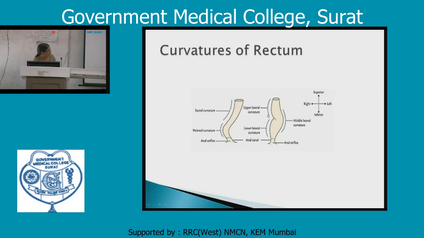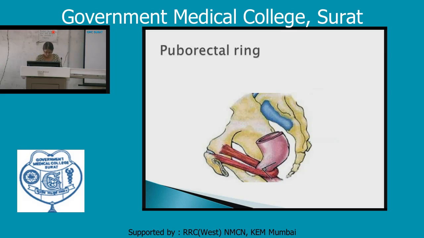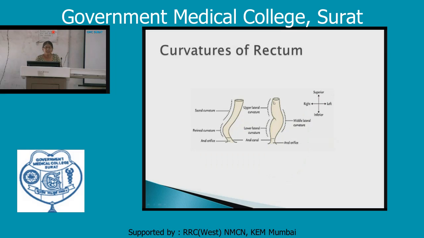These are three lateral curvatures of the rectum. So these are the anteroposterior curvature and lateral curvatures of the rectum. So it is not a straight tube, remember. Now this perineal curvature is because of the muscle known as puborectalis, also known as the anorectal ring, which maintains this curvature. We'll see how it is maintained.